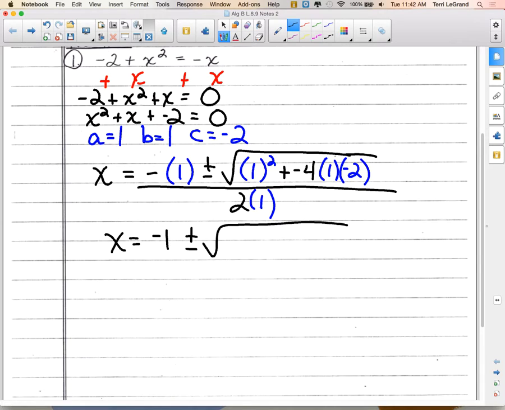The radical sign could get a little bit shorter this time, but what's 1 squared? 1. Negative 4 times 1 times negative 2. 8. I don't need that long of a radical sign. Okay, I need a fairly long fraction bar though, and downstairs I have 2.